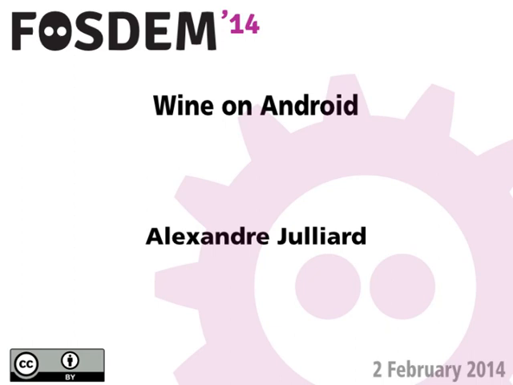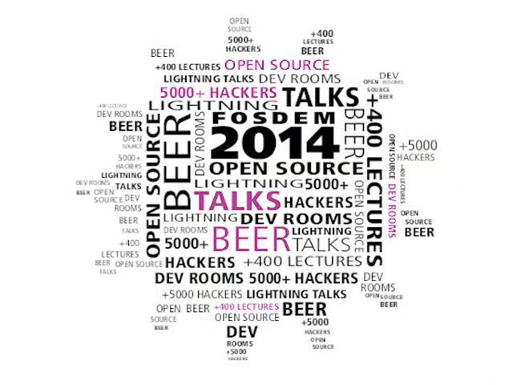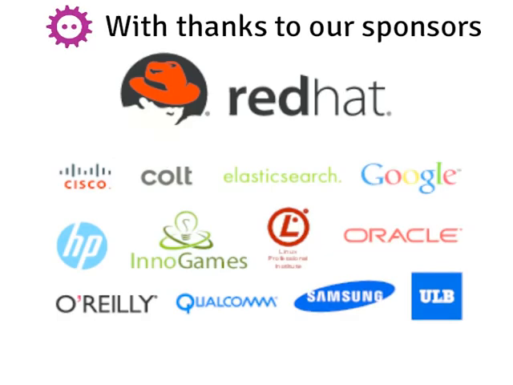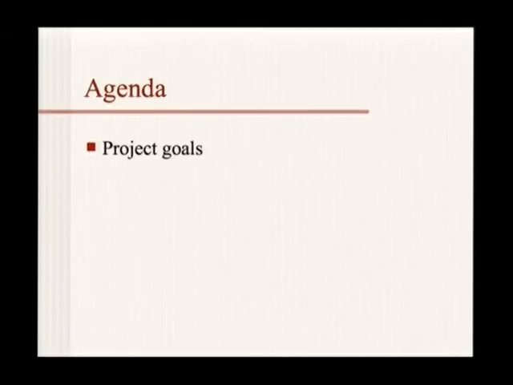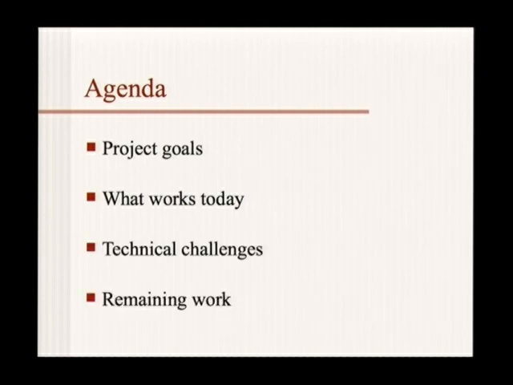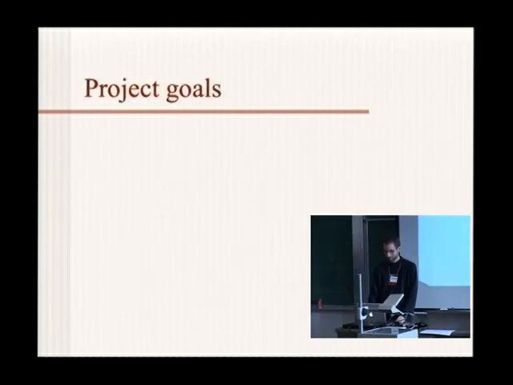So this talk is about porting Wine to Android, which is the thing I've been working on for several months now. I'm going to present quickly the goals of the project, which are probably fairly easy to guess. I'm going to show what is working today. It should also be pretty quick because that's not a whole lot. And then explain some of the technical challenges and explain what remains to be done, which will be a lot longer. There's a pretty big list of things to do.